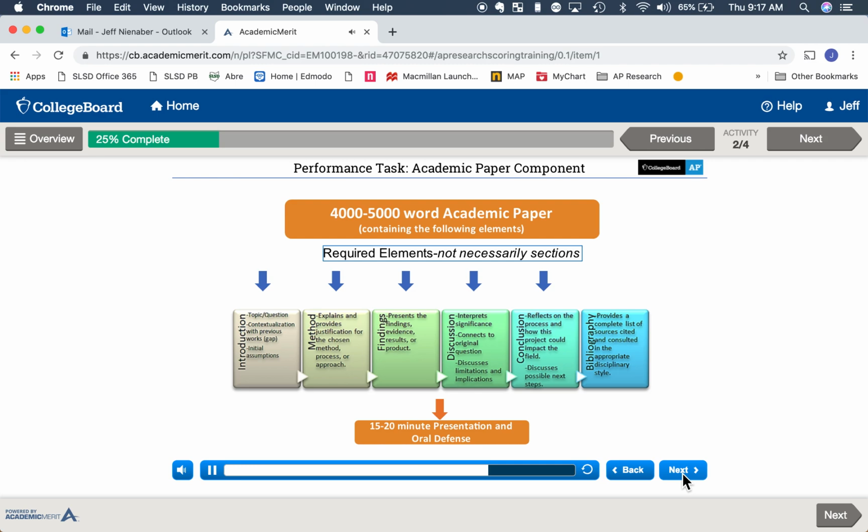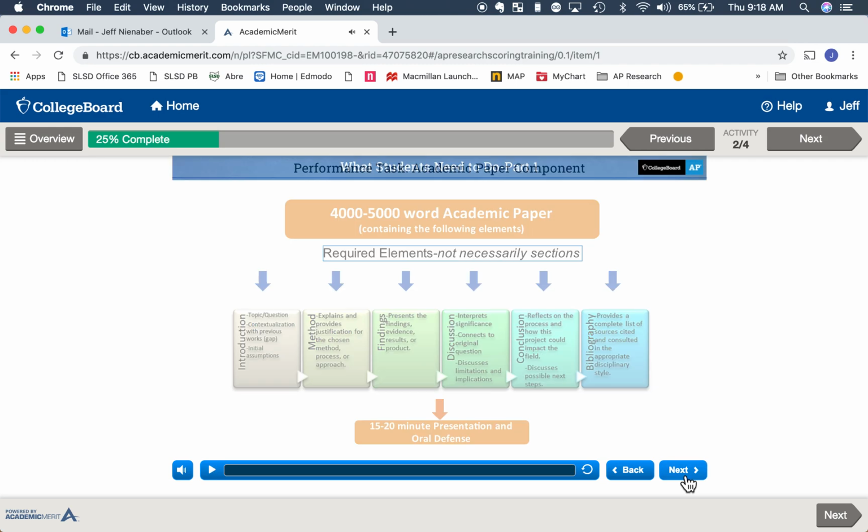Finally, the student must reflect on their inquiry process by explaining how their project could impact the current field of knowledge and discuss possible next steps with their inquiry. And, as with all scholarly papers, the student must provide a complete list of sources cited and consulted in the appropriate disciplinary style. Now that we've reviewed the required elements, let's look at the twofold task directions for the academic paper.